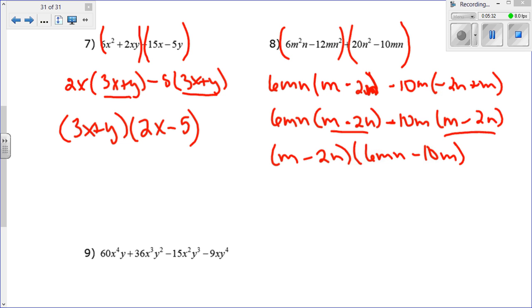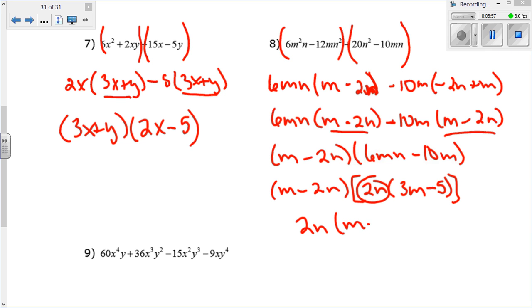However, if I look at the 6mn minus 10m, it's still factorable. I have a GCF in there, and that GCF is 2n. When I'm done with that, I have 3m minus 5. Then, just to write it neatly, I'm going to pull my single GCF out in front. So it's 2n, m minus 2n, and 3m minus 5.